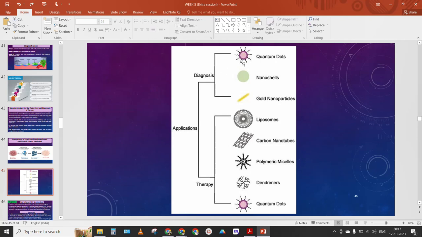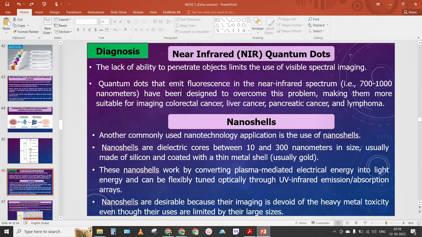So diagnosis consists of quantum dots, nanoshells, gold nanoparticles. And therapy consists of liposomes, carbon nanotubes, polymeric micelles, dendrimers, quantum dots. Here we can take one example: we'll conjugate a gold nanoparticle with a dendrimer or quantum dots or carbon nanotube. Whenever we administer that particular nanoparticle in the system, the gold nanoparticle will diagnose the tumor cells and the carbon nanotube will treat those cancer cells at a single time. So this is called nanotheranostics. For the diagnosis, near infrared quantum dots will be covered one by one.